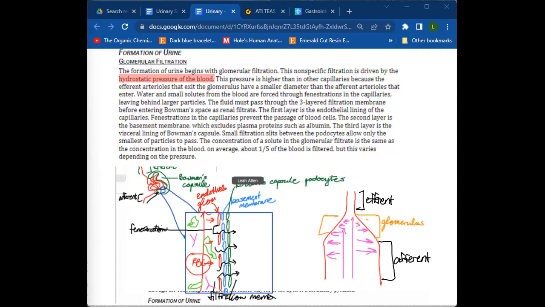okay, one thing that we need to know is that the fenestrations in the glomerulus are too small for red blood cells. Red blood cells are not supposed to be able to pass through the fenestrations of the glomerulus. You can even see in the diagram that the red blood cell is huge and it can't fit through those fenestrations. The fenestrations in the glomerulus prevent the passage of red blood cells. So that's why you're not supposed to be able to find red blood cells in urine, because the fenestrations in the glomerulus are too small for that.